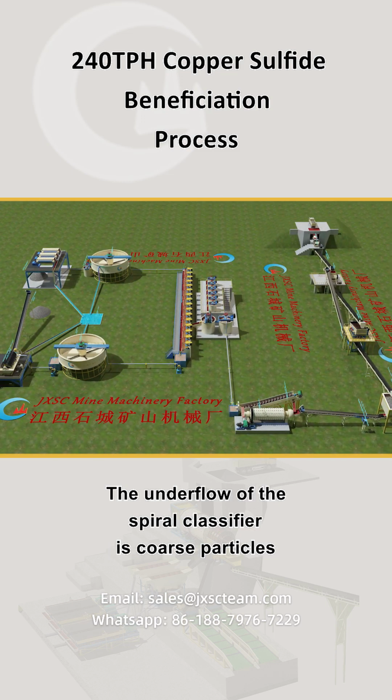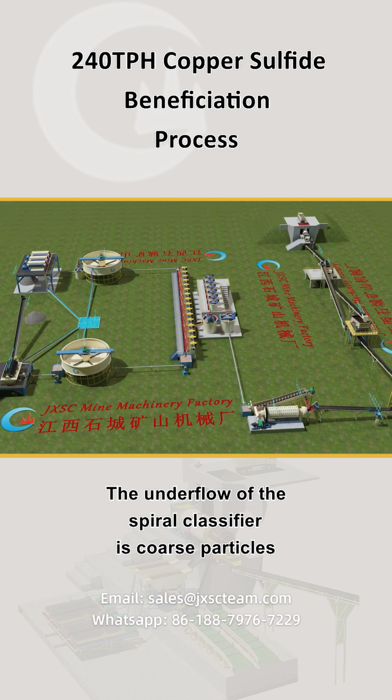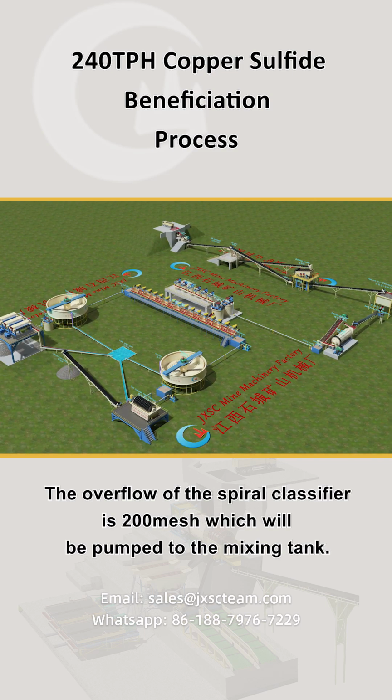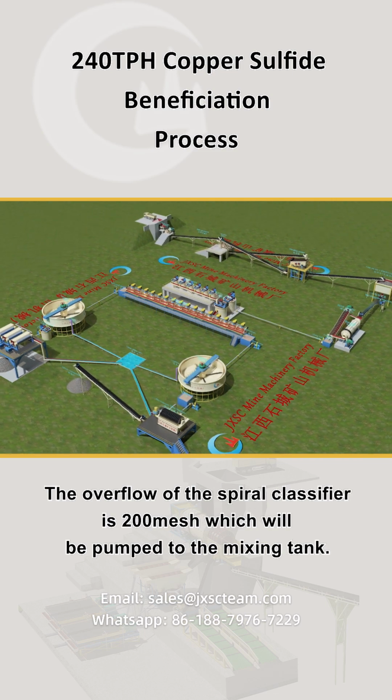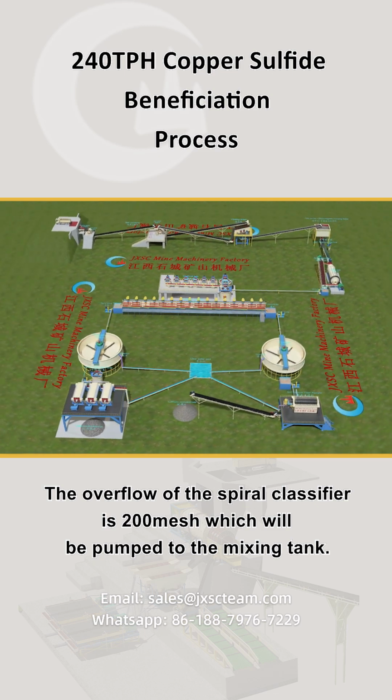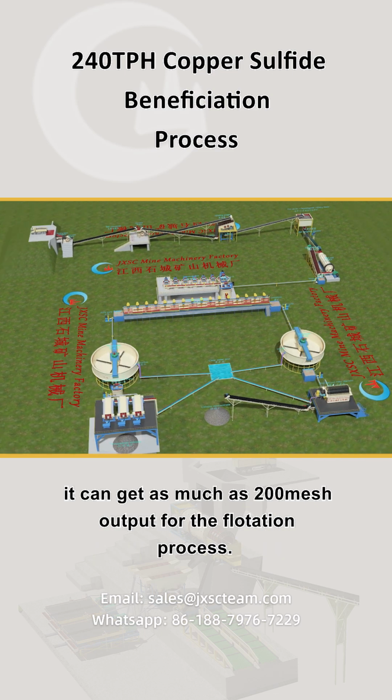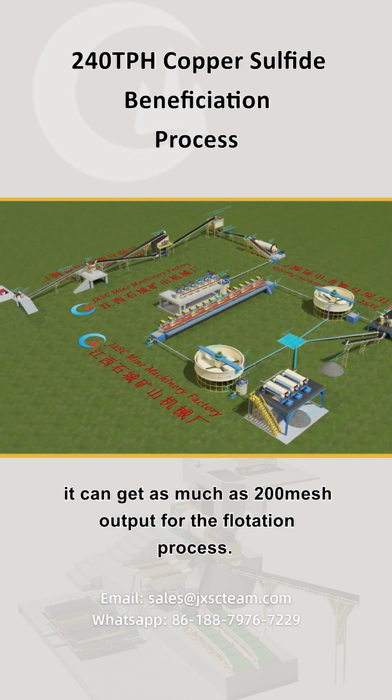The underflow of the spiral classifier is coarse particles which will be sent back to the ball mill for regrinding. The overflow of the spiral classifier is 200 mesh which will be pumped to the mixing tank. This is a closed grinding circuit. It can get as much as 200 mesh output for the flotation process.